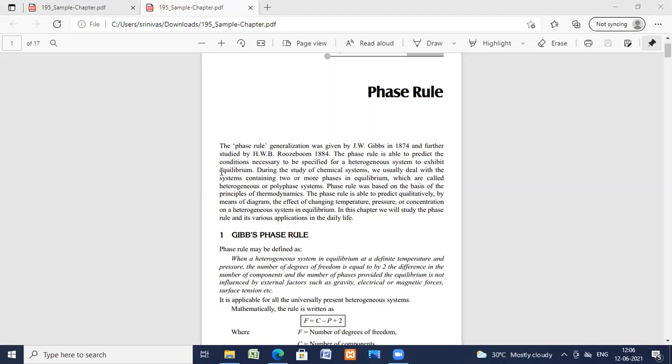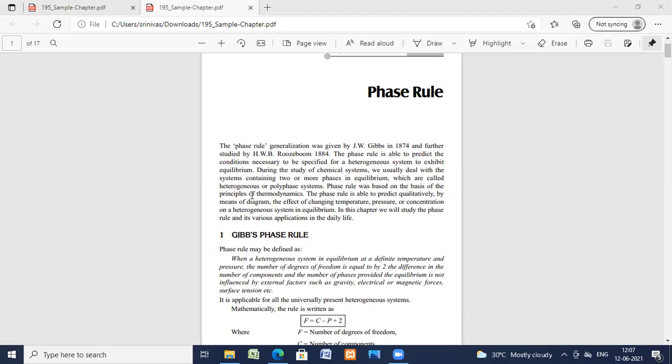Further, this was studied by H.W.P. Roozeboom in 1884. So this phase rule is able to predict the conditions necessary and specified for the heterogeneous system to exhibit the equilibrium. This phase rule helps in studying heterogeneous equilibrium systems with two or more phases in equilibrium.